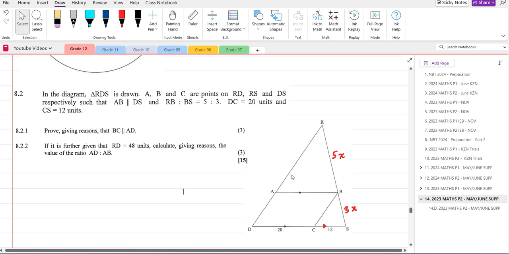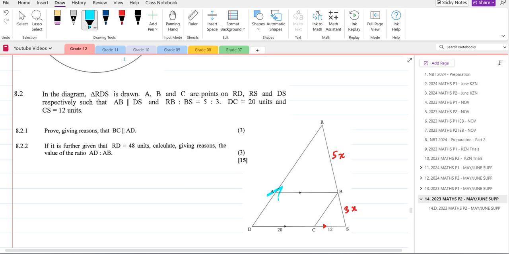We have this triangle over here, right? So what we can say is, in order to prove that BC is parallel to AD, think about this, trying to prove that and that. So let's say RB over BS, yeah, we can say that, 8.2.1. RB over BS is equal to, what is RB over BS? 5/3.